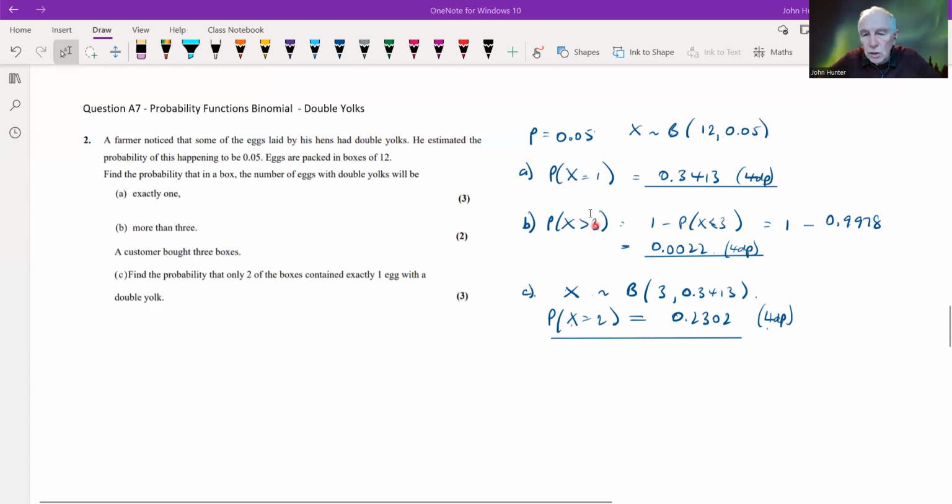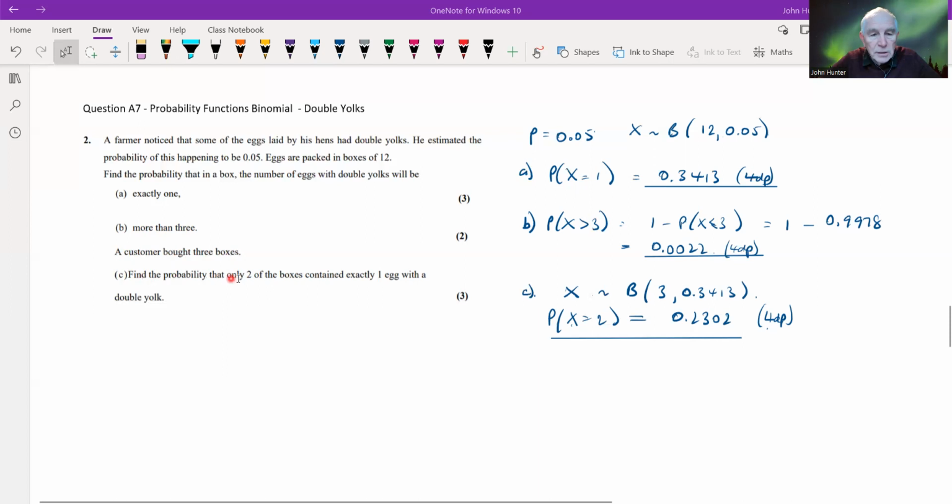So we need to turn this round, because this obviously is like probability of 4, 5, 6, 7 to 12. So we need to find the probability of 3, 2, 1, 0. Subtract that from 1. Okay, so this is what goes into our calculator. Well, there's 3 along with the parameters from here. And so that will be 1 minus 0.9978, giving us a probability of 0.0022.